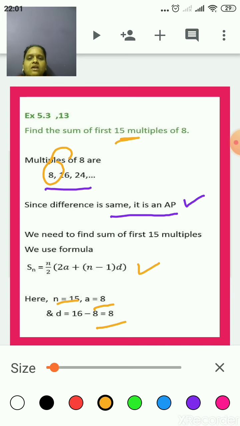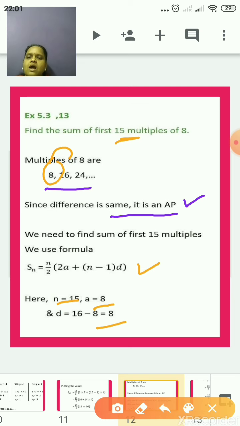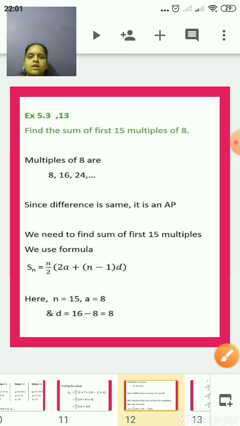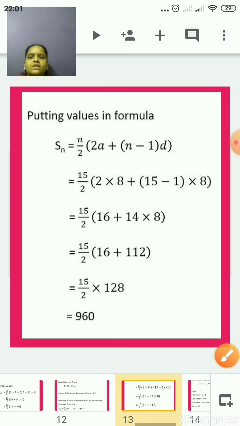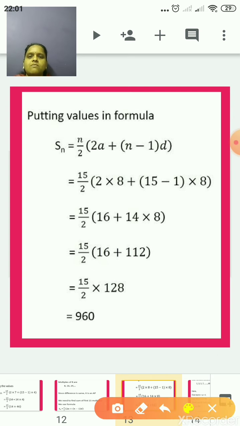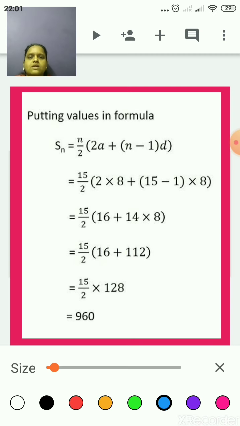And the formula, I think till now you have highlighted that formula, Sn equal to N by 2 in the bracket 2A plus N minus 1 into D. Let us substitute in the formula and check the answer. Clear? So let us continue. Sn equal to N by 2, 2A plus N minus 1 into D. Let us substitute. So here the substitution is: 15 by 2 in the bracket 2 into 8 plus 15 minus 1, that is N is 15 and D is also 8.